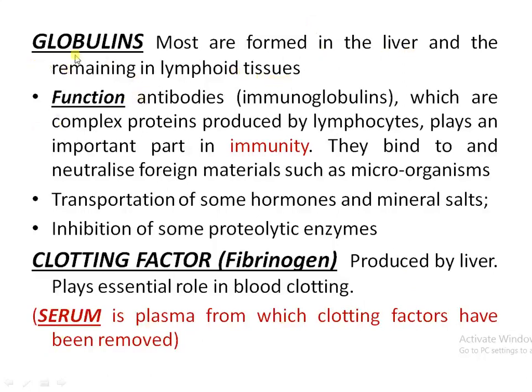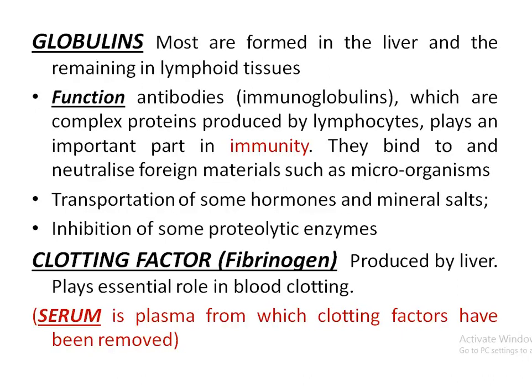Globulins are mostly formed in the liver and the remainder in the lymphoid tissues. Globulins can be alpha globulin, beta globulin or gamma globulin. One group of gamma globulin is immunoglobulin, which are complex proteins produced by lymphocytes and play an important part in immunity. So what is immunity? Immunity is the capability of a multicellular organism to fight against infection, or we can say it is the capability of a multicellular organism to resist harmful microorganisms from entering into the body.